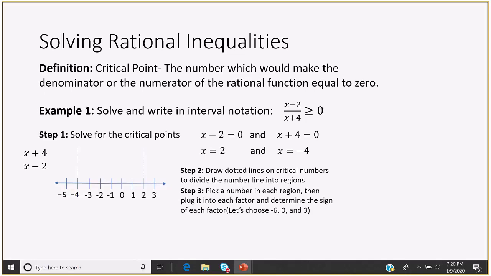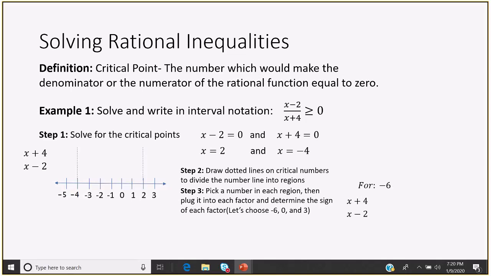The next step is to pick a number in the region, and this could be any number. It just has to be within the region. So I chose for my left region -6, I chose for my middle region 0, I chose for my right region 3. You could have picked -10, -2, and 30. As long as you're picking something that falls into that region, the process will be the same.